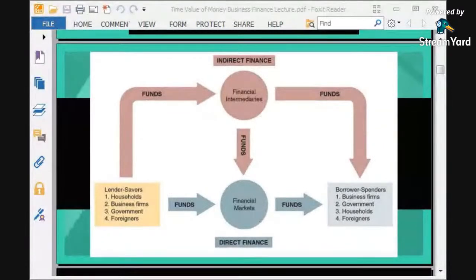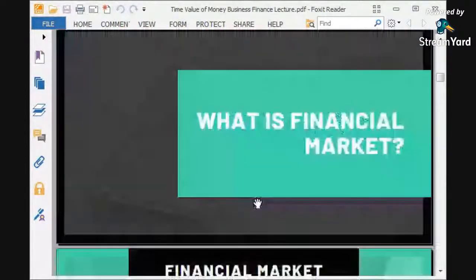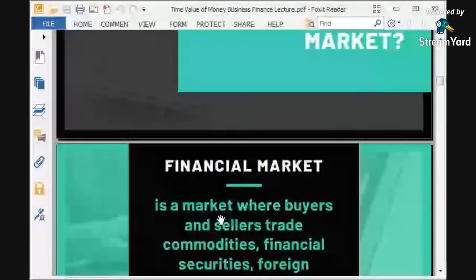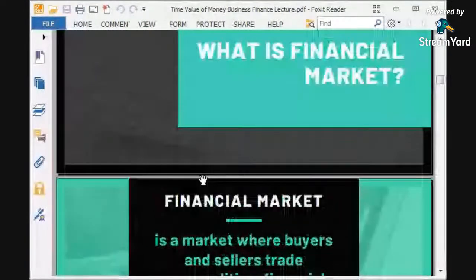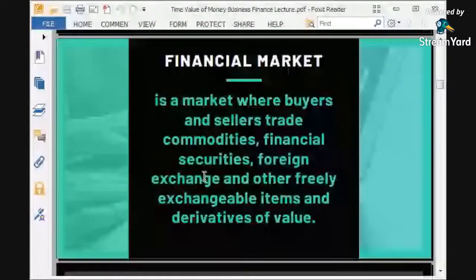Okay, so now, let's proceed. Ayan pala, sorry. This is how we define the financial market. Na financial market, it is a market where buyers and sellers trade commodities, financial securities, foreign exchange, and other freely exchangeable items and derivatives of value. Okay. So, sobrang broad and sobrang lawak nitong financial market na ito. Okay, that's why hindi na natin to kailangan i-discuss, no? Kasi medyo complicated na topic. But if you want to learn the parang pinaka-summary, uploaded ang video sa playlist natin about the financial market.